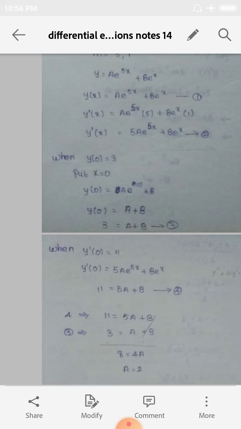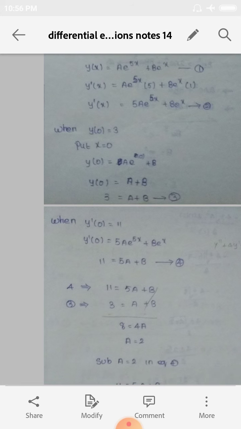And next, what is the second condition given? Y dash of 0 is equal to 11. So you have to put x is equal to 0 in equation number 2. So we get y dash of 0 is equal to 5 into a into e power 0 plus b into e power 0. So we get 11 is equal to 5a plus b. Mark it as equation number 4.